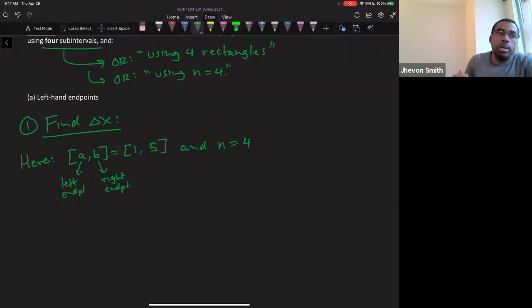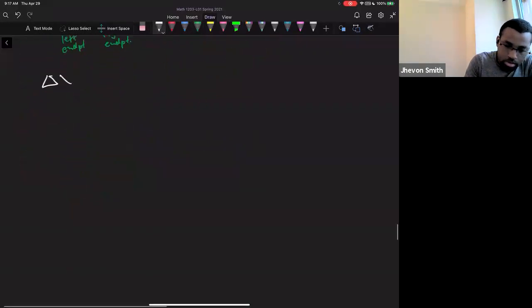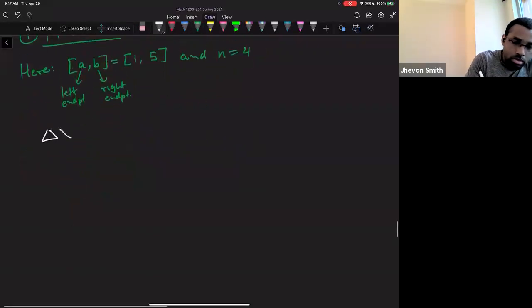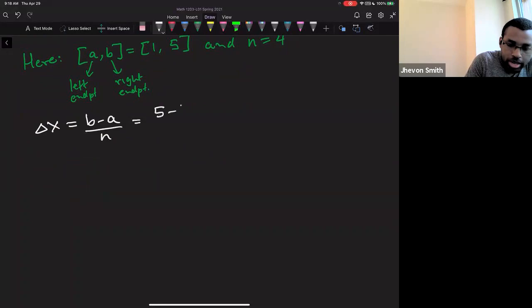So this tells you how you can find your delta x, right? Here we know that delta x equals b minus a over n. This is going to be 5 minus 1 over 4. That's going to be 1. So that's our delta x, and that's step 1. Figure out the delta x. What is the width of all the rectangles?